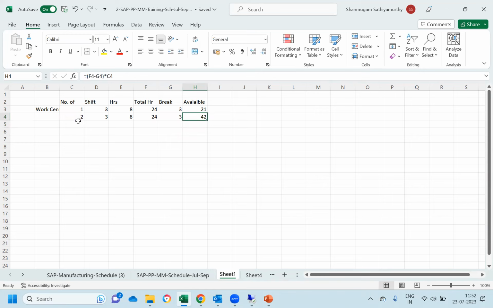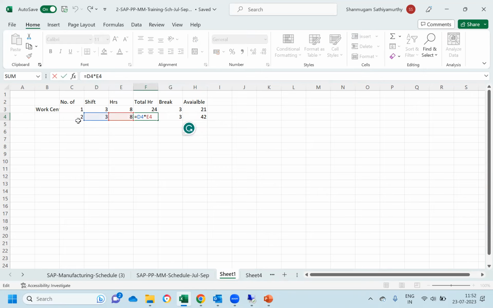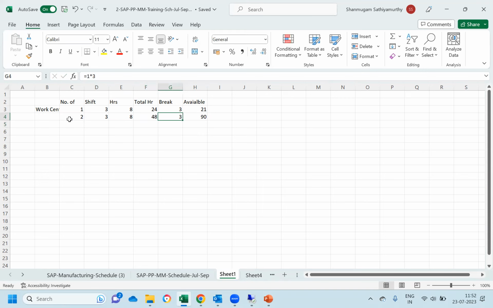$42 hours only, not 48 hours. If I have two machines, what is the actual total hours? 48 hours are available, but now break this into two. So my remaining time is only 42 hours. It is not 48 hours. I have only 42 hours.